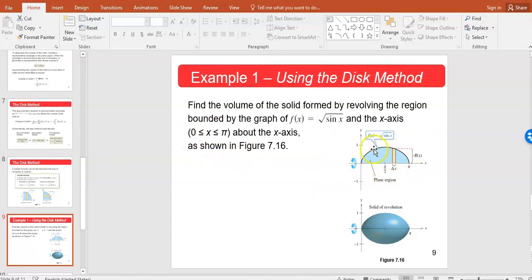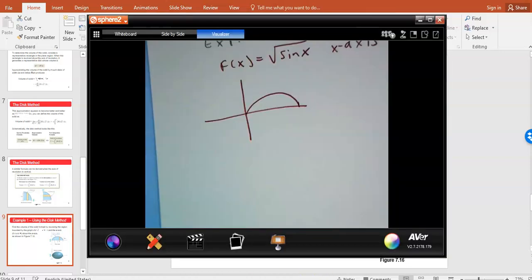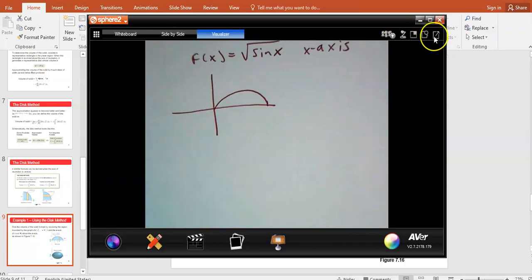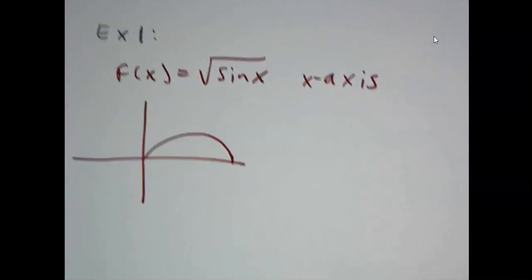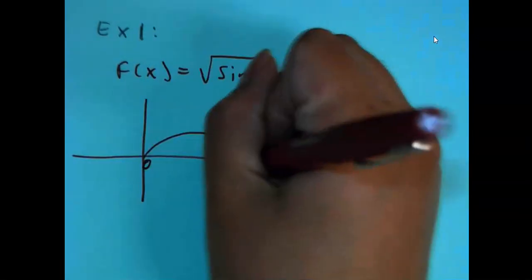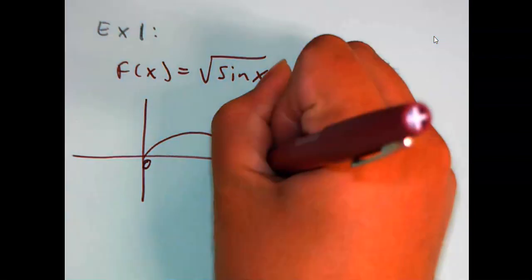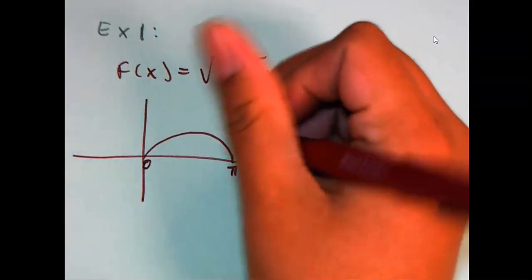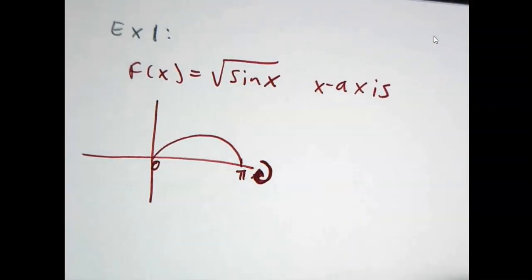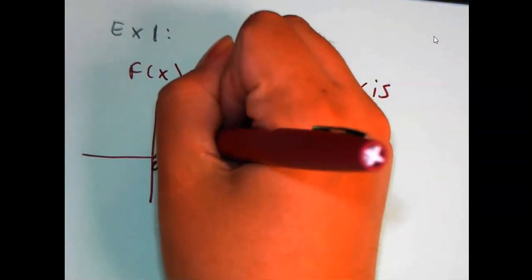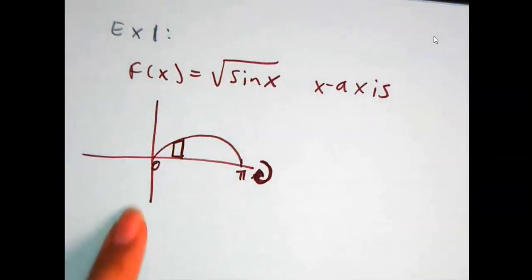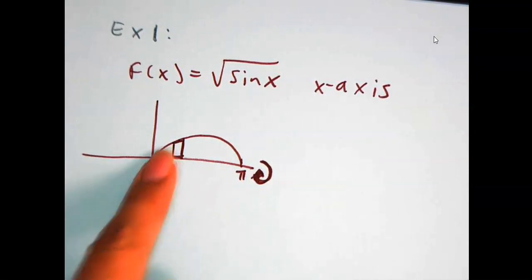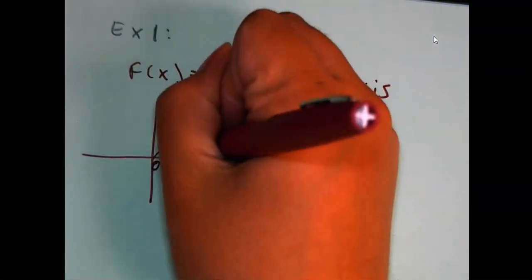Here they also give me the picture. We are always going to get the picture. So this is what we have. This is 0 and this is pi, and it's rotating this way, along the x-axis. So the radius is determined by the function. It increases and decreases following the function. So that's the radius.